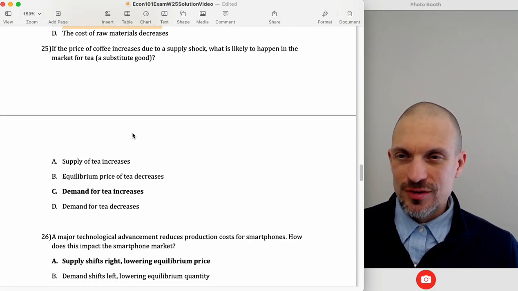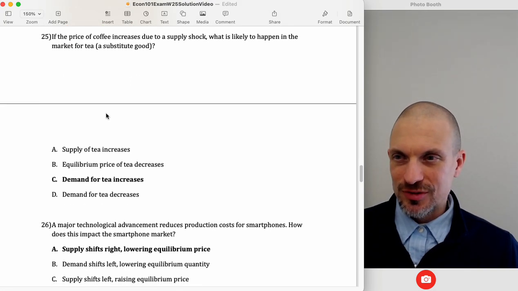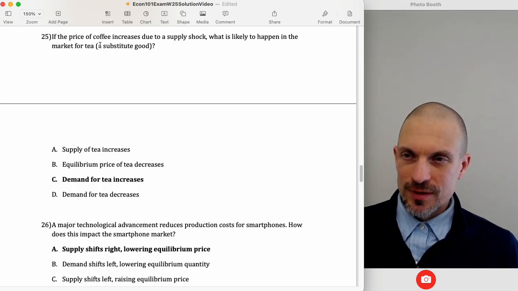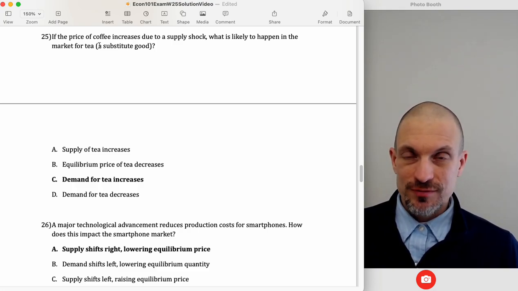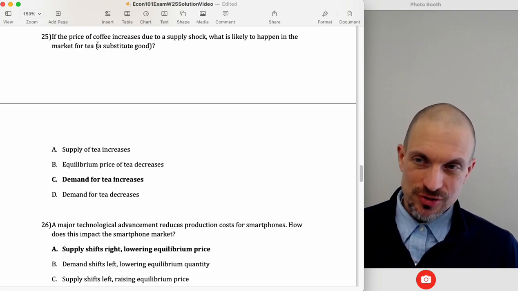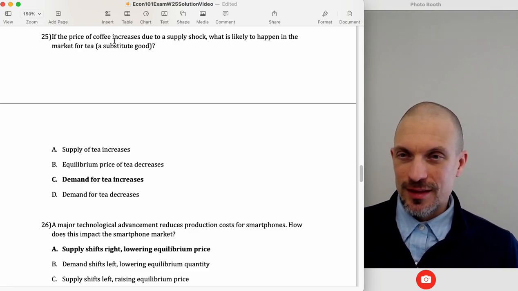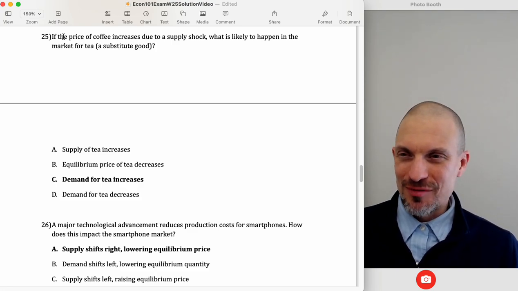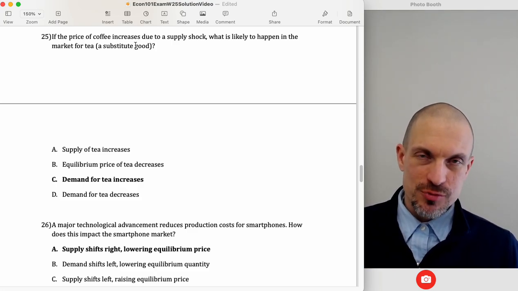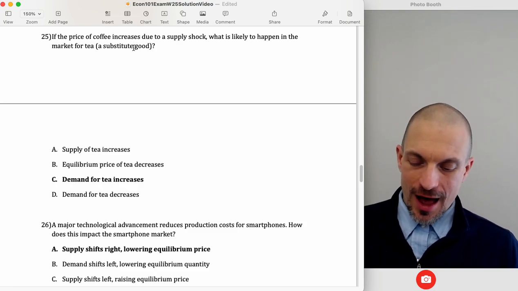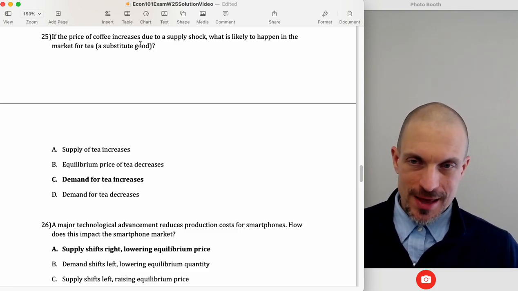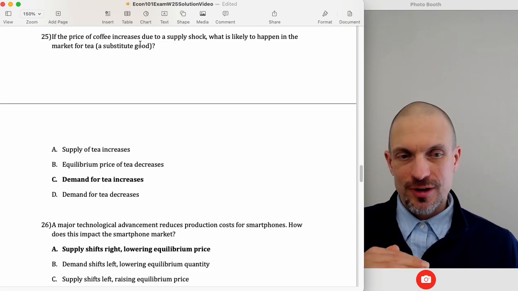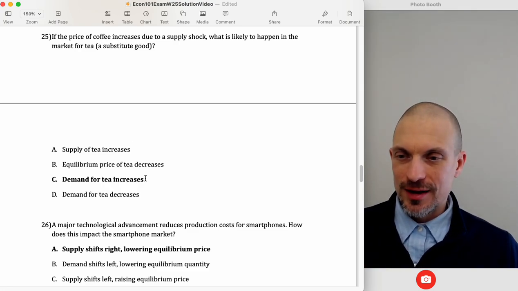If the price of coffee increases due to a supply shock, what happens in the market for tea? Namely, this would have been a leftward shift to supply, leading us to a decrease in supply, higher price, smaller quantity demanded of coffee. Okay, two different goods, I was stumbling over. So price of coffee increases due to a leftward shift in supply of coffee, higher price of coffee, lower quantity demanded of coffee. Instead, consumers are going to substitute for tea. And so we get an increase in demand for tea.